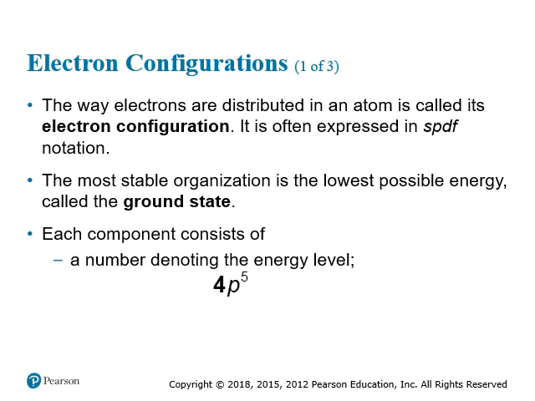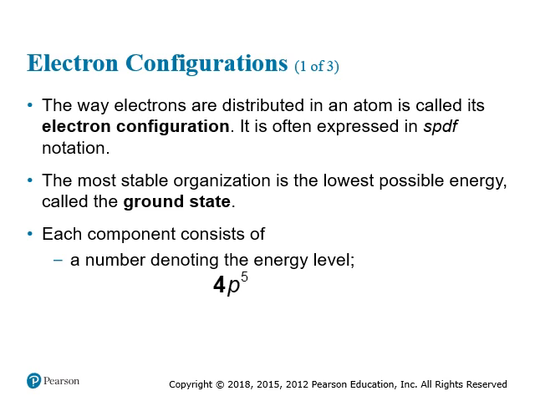When we speak of the orientation of electrons within an atom, we typically refer to it as the electron configuration. And it's often expressed in what we call SPDF notation. The most stable organization, the most stable orientation, is the lowest energy state, which we refer to as the ground state. And when referring to the SPDF notation, it's going to read from left to right almost like a sentence, but without words. And trust me, that'll make sense in just a moment.